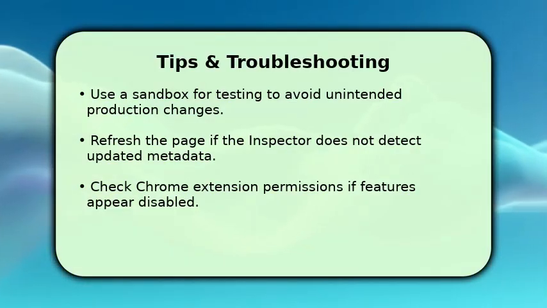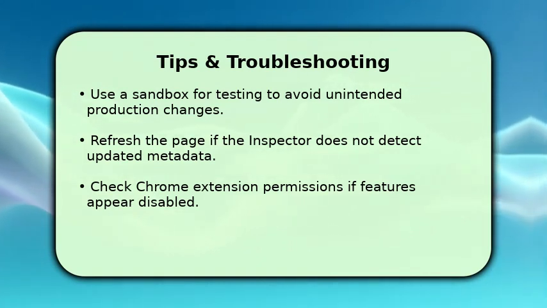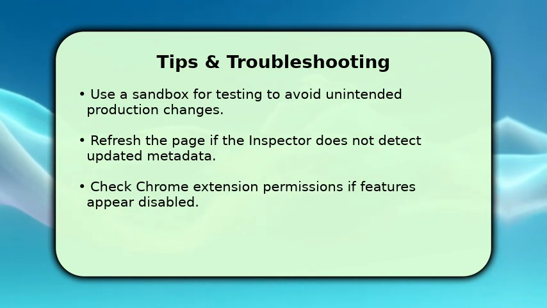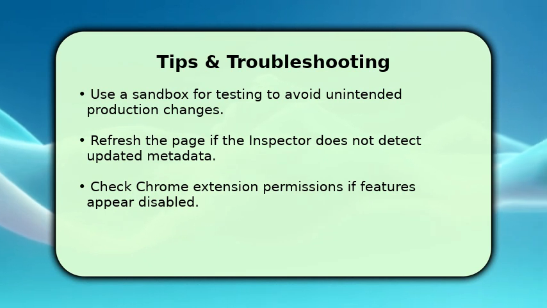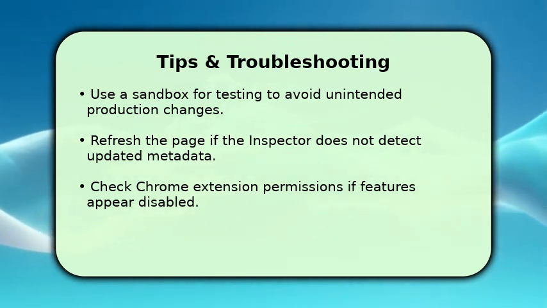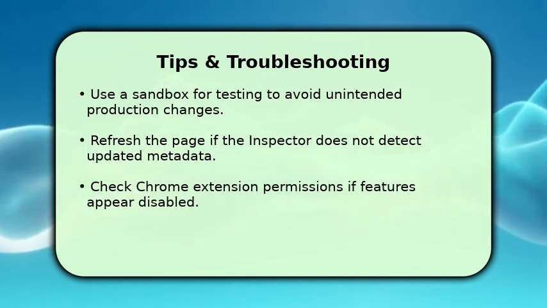If you encounter missing fields or stale metadata, refresh the record page and retry the inspector. Always test queries and exports in a sandbox to avoid affecting production data. Grant the extension required permissions in Chrome settings if features seem disabled. For complex SOQL, build filters incrementally to confirm results before exporting.